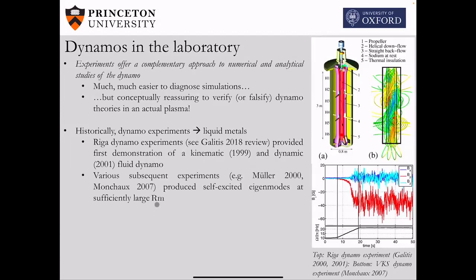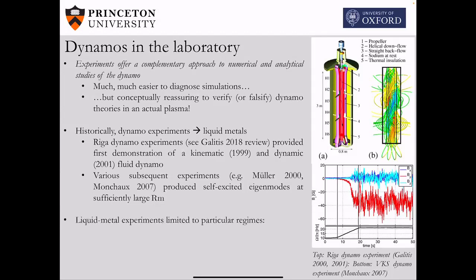And there have been various subsequent experiments in liquid metals that have all produced self-excited eigenmodes at sufficiently large magnetic Reynolds numbers. A particularly interesting one is that due to Monchaux, where in addition to a mean helical flow, there was strong evidence of turbulent motions as well, and dynamo action was seen at Rm of about 30 to 40 or larger, depending on details of the exact flow. So we've already learned in these last 20 years quite a lot about hydrodynamic dynamos, particularly ones with helical flows. And moving forward, liquid metals will continue to be an important tool in exploring properties of dynamos.